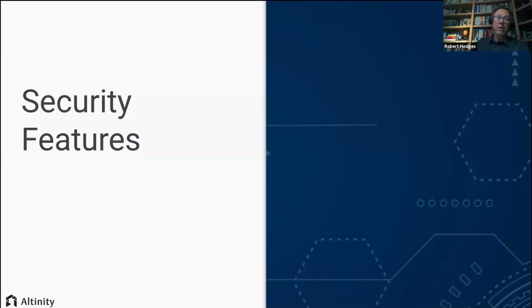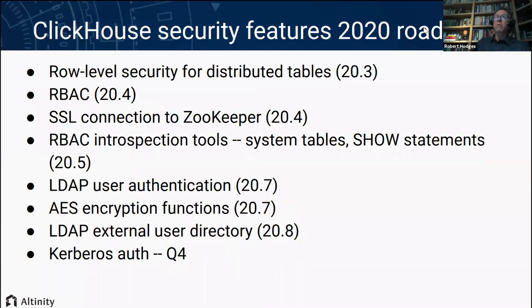Let's talk about security features. As ClickHouse has gotten more enterprise usage and is outside of the realm of the early adopters, people are asking for a number of features that help improve the security and access to data. There's a long list of things here. I won't go through them in too much detail. I'd just like to highlight a couple that are particularly useful. We're going to do a deep dive on LDAP and RBAC in the slides that follow.